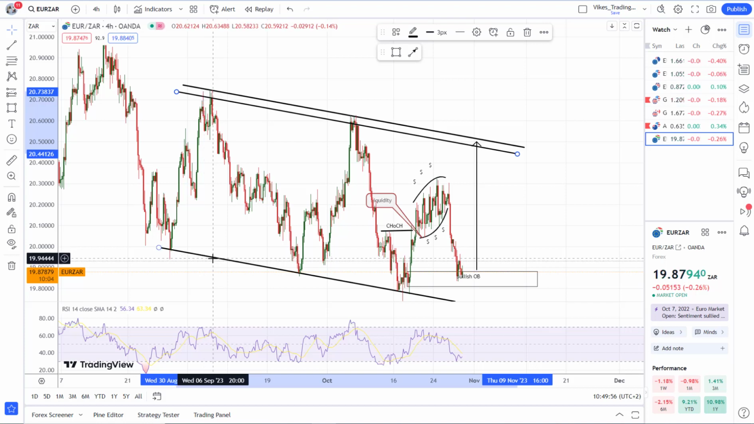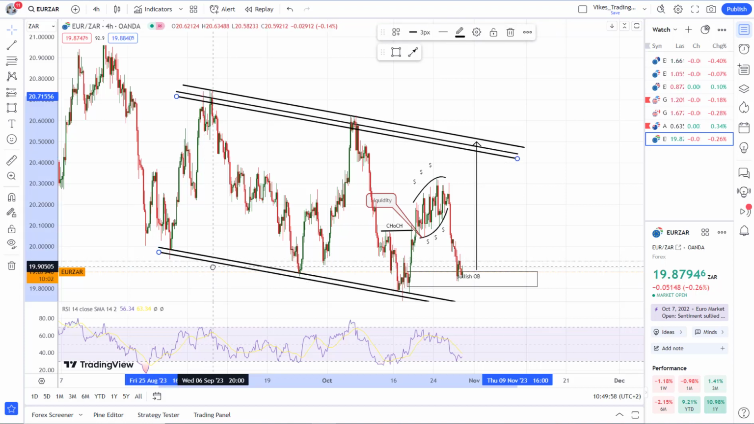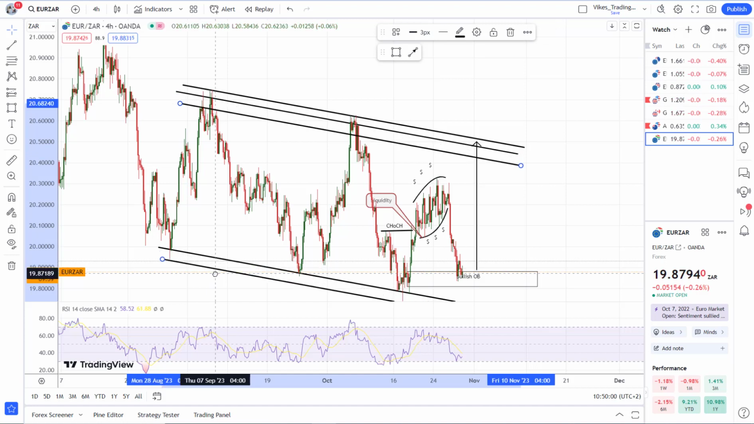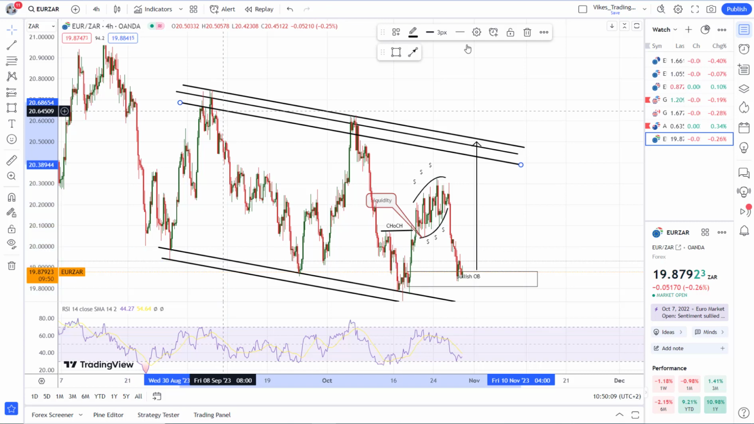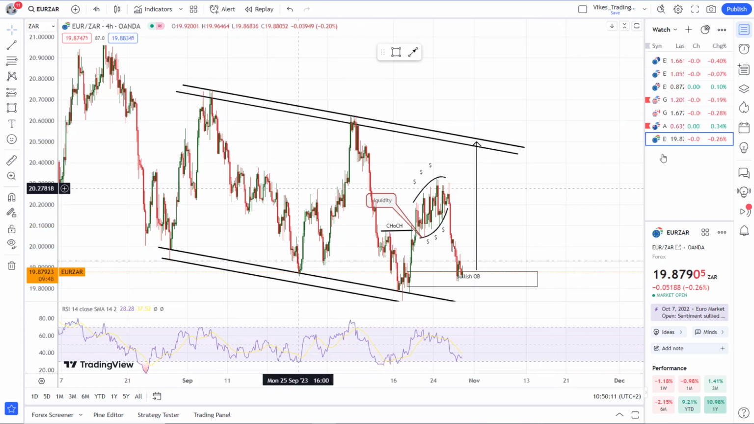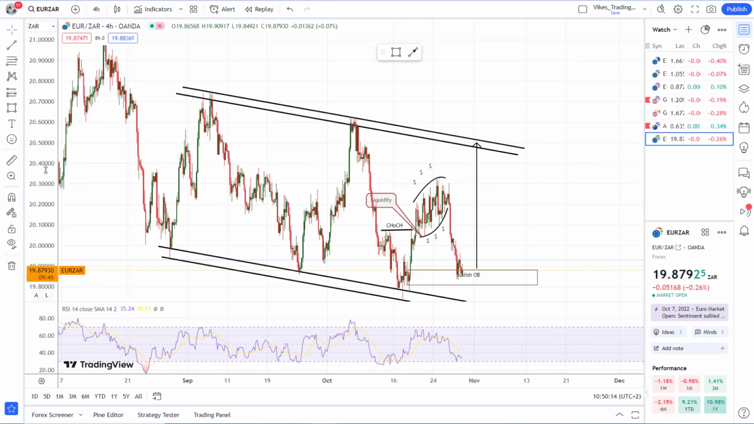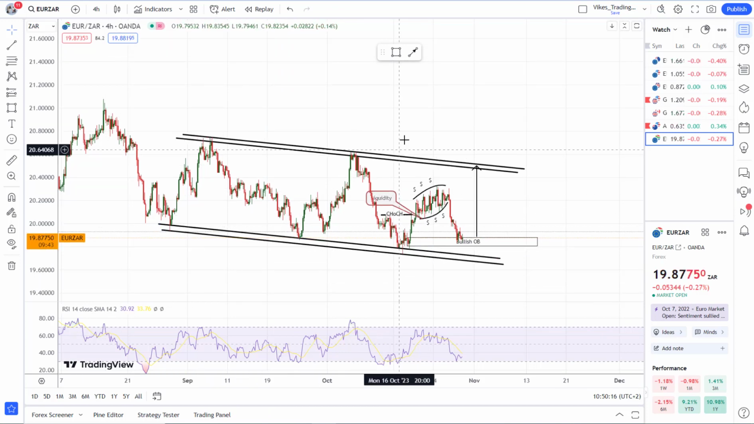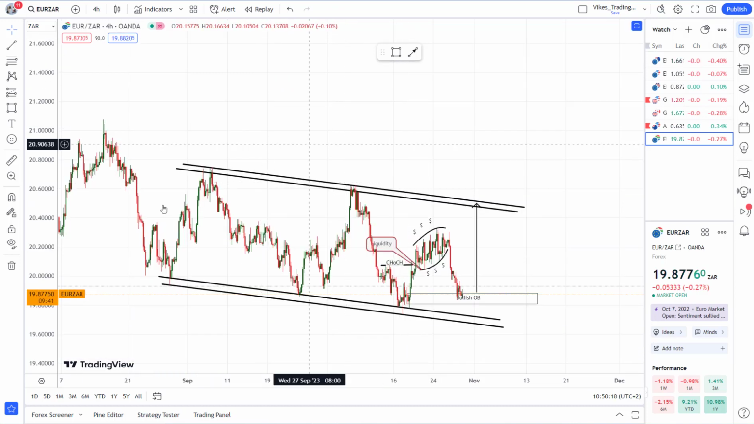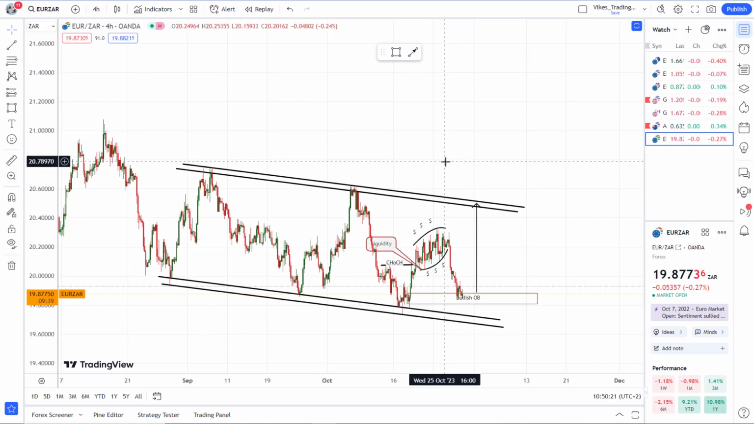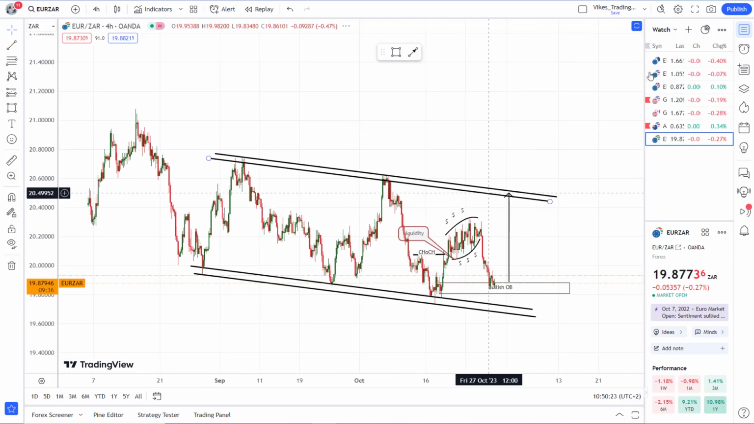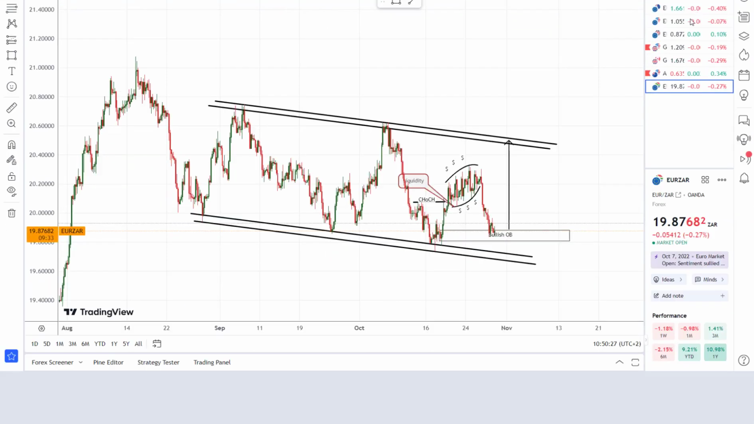Same scenario here. So this is EURZAR. ZAR is an African currency, South African. So you can draw your channel like this. Let's expand our chart.